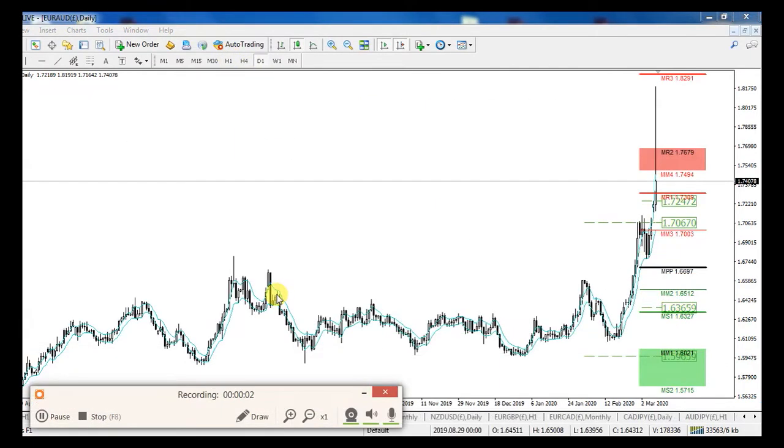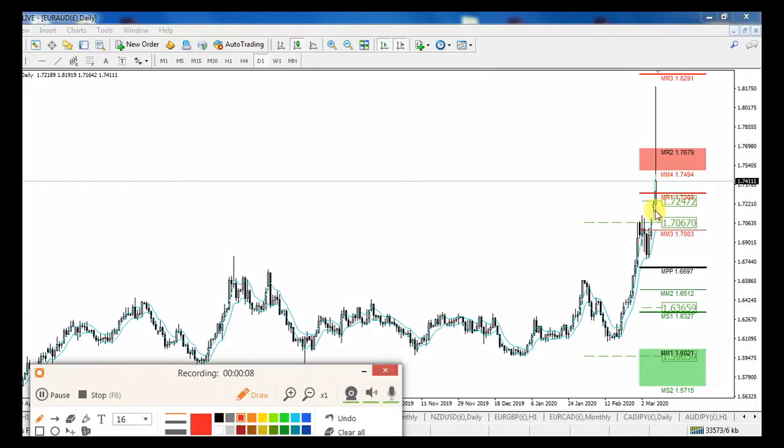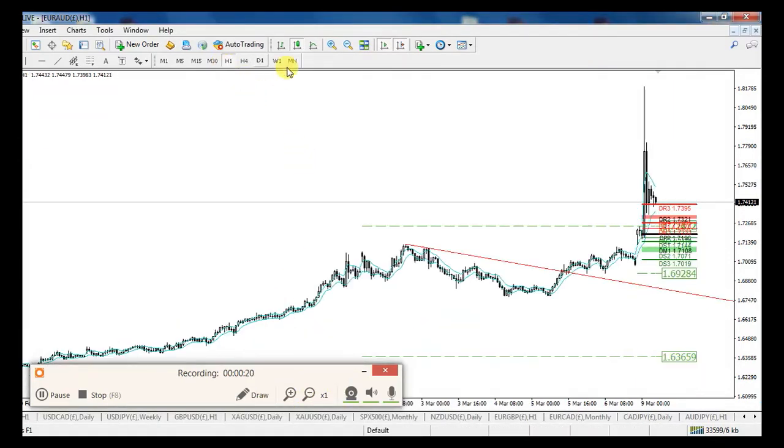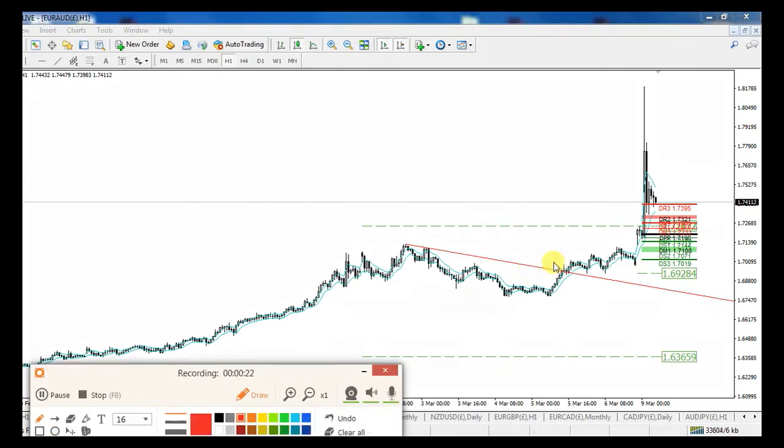And the following currency is euro against Australian dollar, starting off with the daily chart, and we can see this crazy move. This currency covered a lot of ground in such a short period of time. If we go to the shorter time frame, in 1 hour it pretty much covered just over 1,000 pips from here to up here in a 1 hour session.